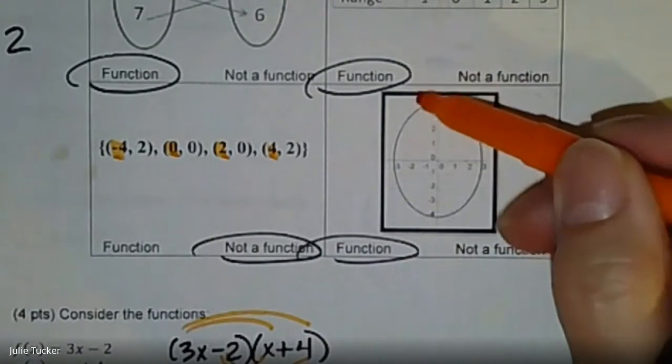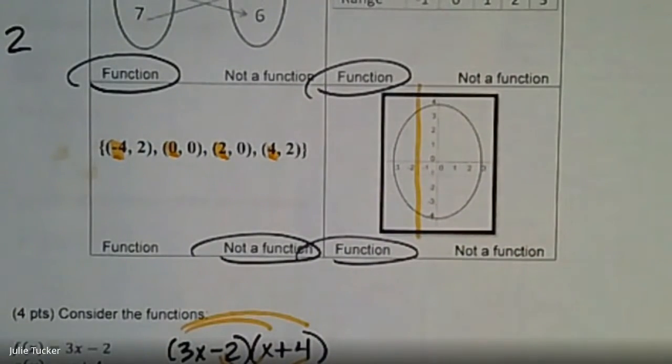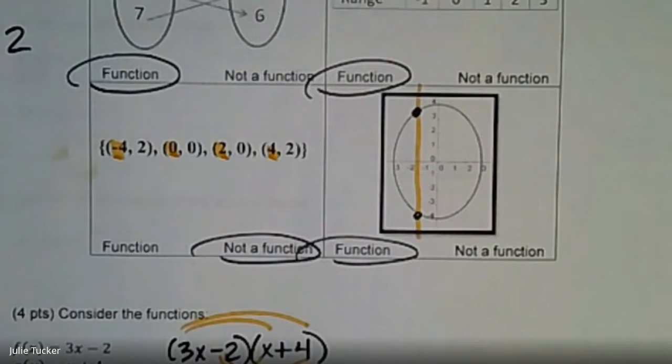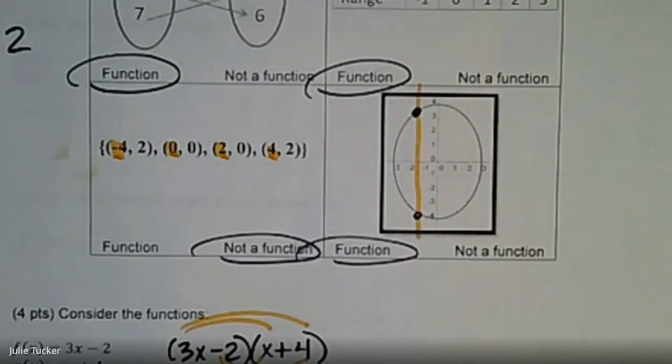Do you remember? To do a graph, you have to check with a vertical line. And if the vertical line hits in more than one point and intersects it more than once, then it's not a function.